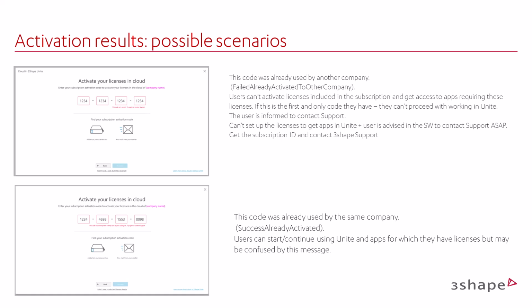The first image depicts a scenario where a code has already been used by another company. Users cannot activate the licenses included in the subscription, thus preventing access to the associated apps. If this is the first and only code they have, it halts production. The user is instructed to contact support and provide the subscription ID to resolve the issue. The second picture illustrates when the activation code was used by another member of the same company. In this case, the user will be able to use Unite 24.1 with all the licenses and features.